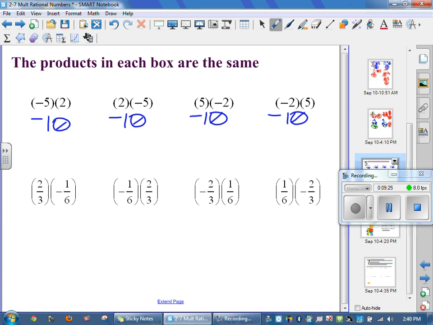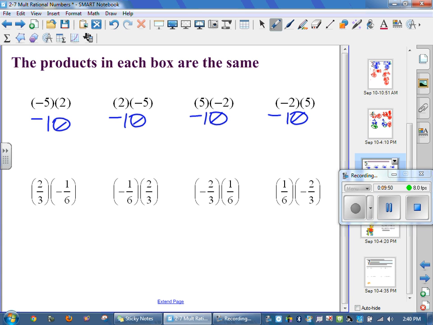Exactly. If you've only got one negative sign, it can be with any of those numbers. It doesn't matter the order you do it in. If you've only got one negative sign, it's going to be a negative answer. Same thing on the bottom. You've only got one negative sign, and they're putting it with different numbers. So all they're doing is changing where the negative sign is. But if you have a negative answer, one negative sign, all of them will be negative answers.